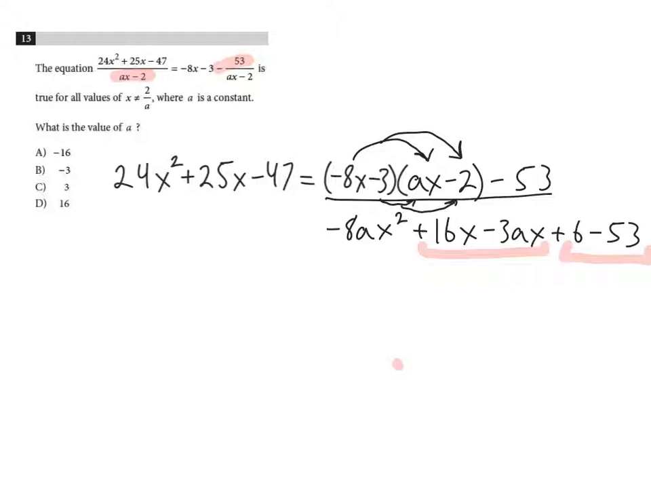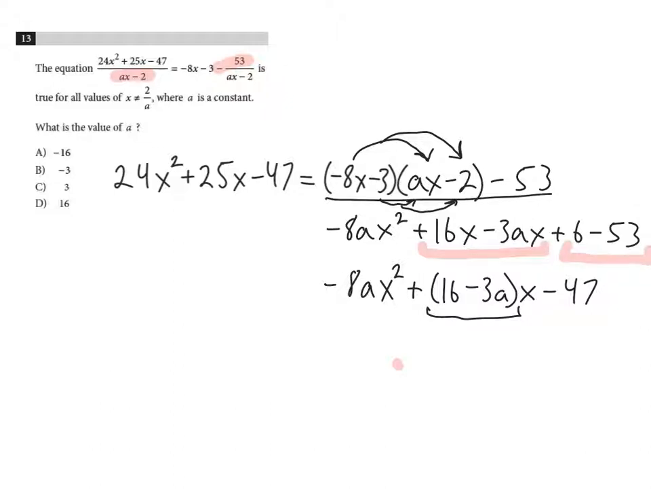So I've got negative 8ax squared, and I'm going to have plus 16 minus 3a times x. Now if I distribute this x, I'll get positive 16x and negative 3ax. So now what I have is a coefficient on my x term, which is exactly what I'm looking for. And then here I've got minus 47.